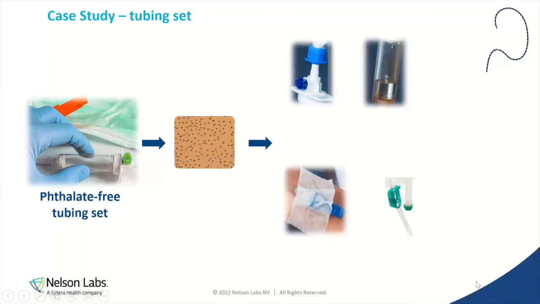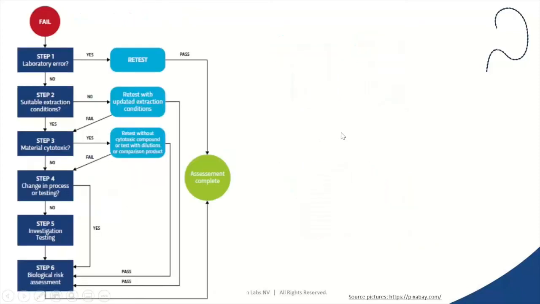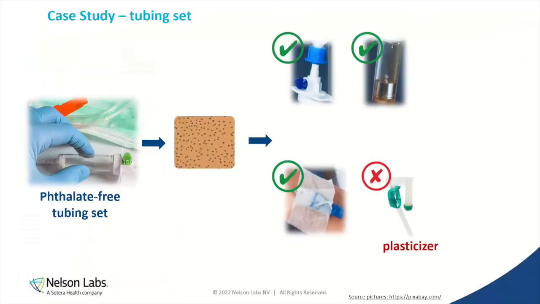Yes, so we had a phthalate-free tubing set that we were evaluating. And what we did is we tested multiple different components; all combined it was failing. So we tested the components again to find the cytotoxic component. And what we found out is there was one component that had a plasticizer in it. It may not have had the phthalate that they were saying the whole system didn't have, but it had another phthalate, another plasticizer that would be captured in the cytotoxicity test.